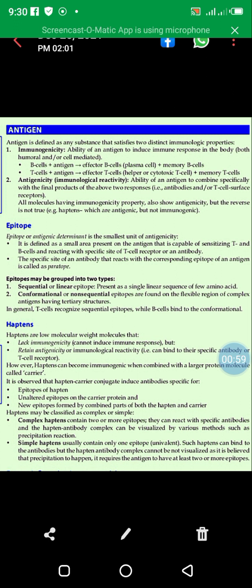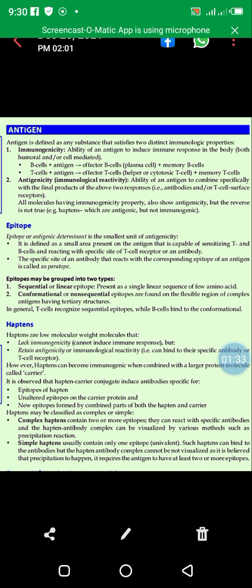The second is antigenicity or immunological activity. Antigenicity is the ability of antigen to combine specifically with the final product of the B cells or T cells, that means antibodies and T cell receptor. All molecules having immunogenicity property also show antigenicity, but the reverse is not true. For example, haptens, which are antigenic but not immunogenic.